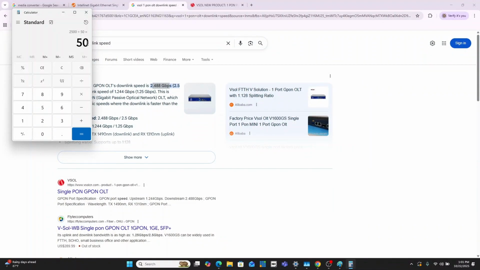Let me understand something. You said the maximum number of customers we should split in respect to one single PON, one single point, should not exceed 50. So that means in an estate where you have more than 50, we just categorize 50 for this point, 50 for this point.